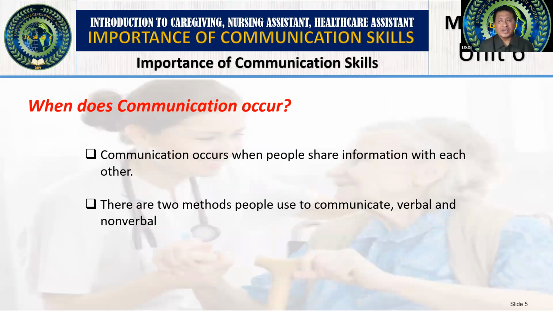Now let's see, when does communication occur? Kailan ba ito nangyayari? Okay. One, communication occurs when people share information with each other. Nag-uusap sila, nagpapalitan ng kuro-kuro o nagpapalitan ng informasyon, o di kaya kahit sa pakikinig sa radyo, sa TV, kung saan ikaw ay nakakuha ng information, then communication is actually occurring. There are two methods people use to communicate: verbal and non-verbal. Later on, we're going to discuss what verbal and non-verbal is.